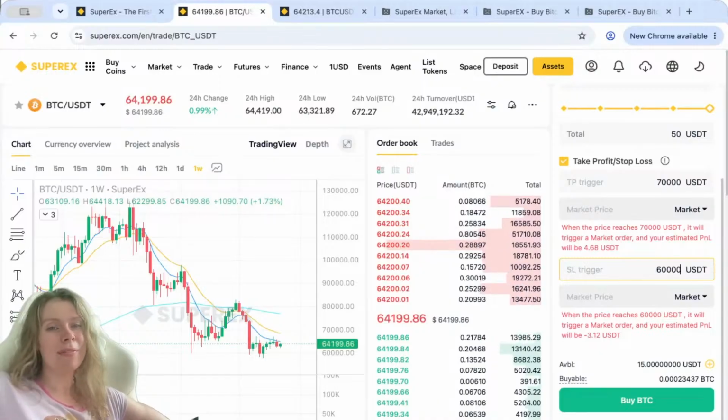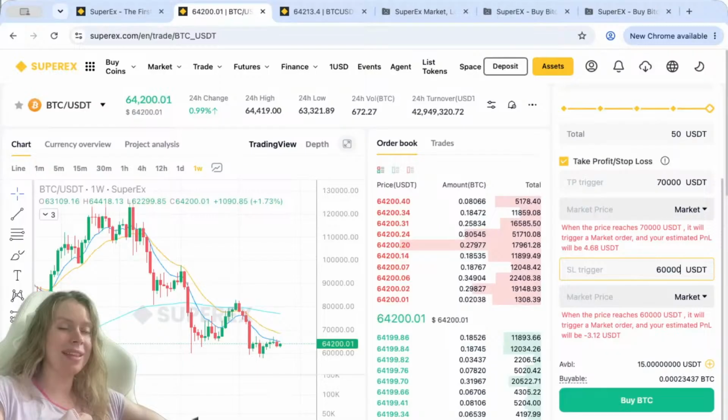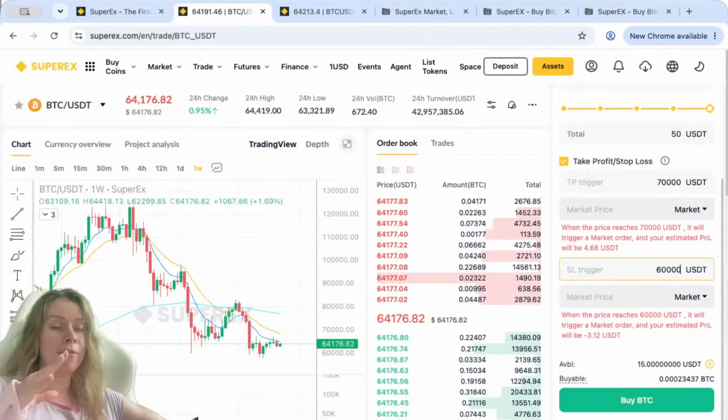Also, just a heads up, the pros always use a TP and SL, so our take profit and stop loss. They always set these 2 figures just to make sure that they're happy with whatever trade they're going into, okay?